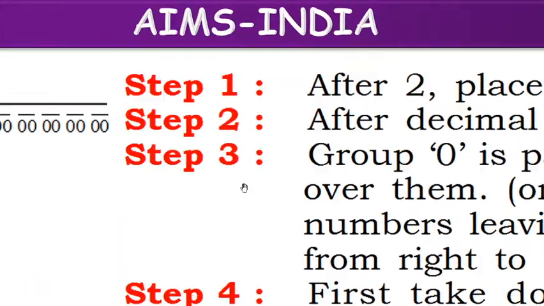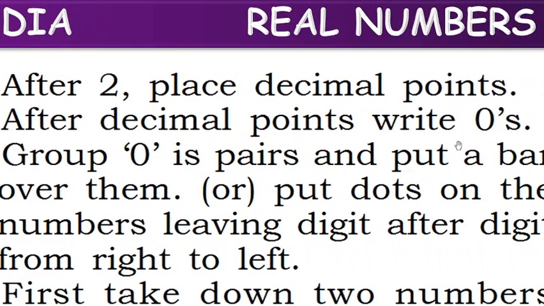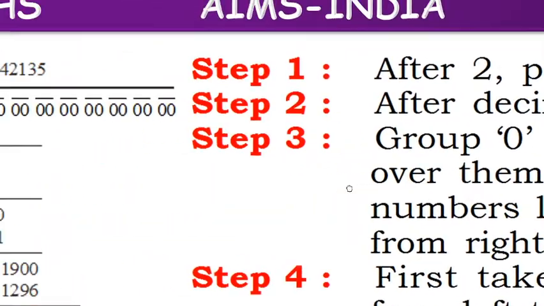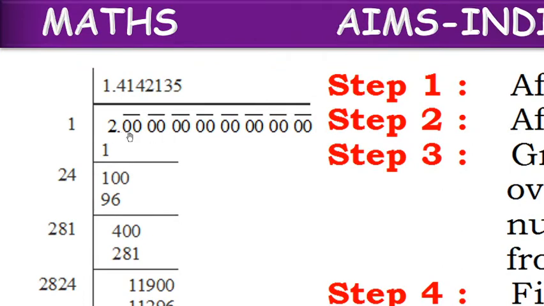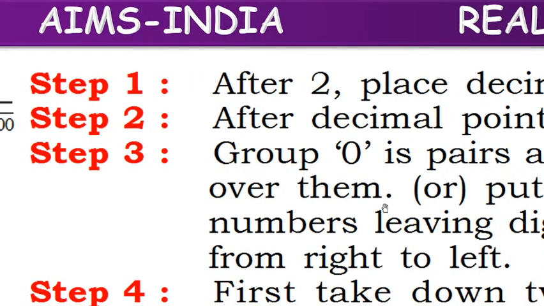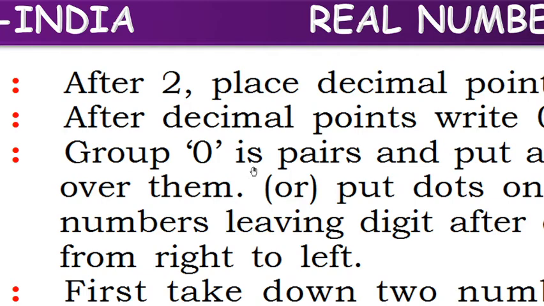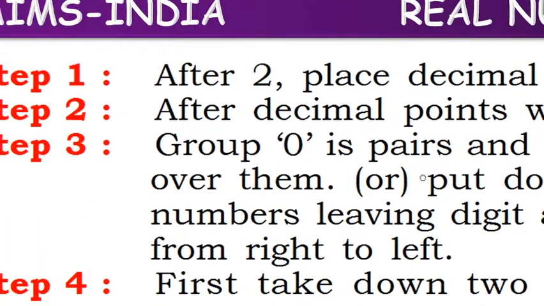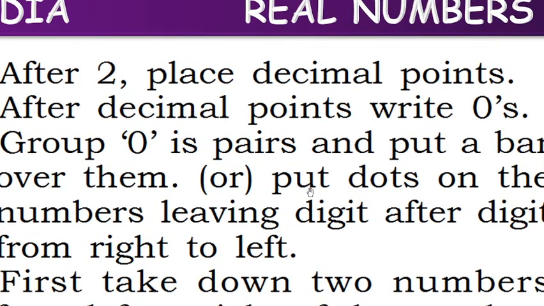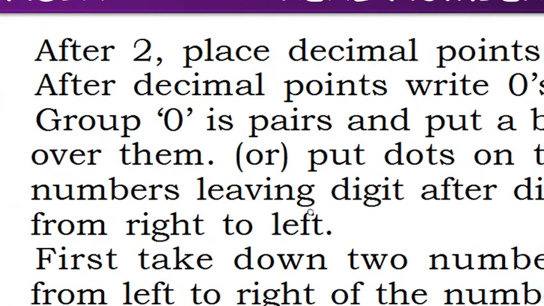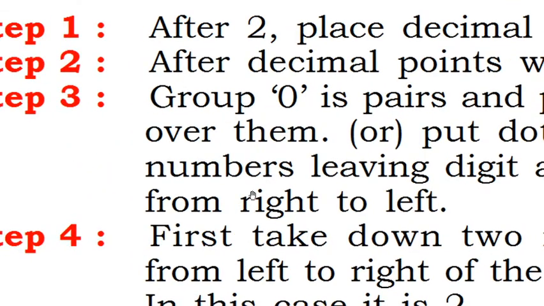After the decimal point, write zeros. We can write as many zeros as we want: 1, 2, 3, 4, 5, 6, 7, 8, 9, 10. Like that we can write zeros. Step 3: group the zeros in pairs and put a bar over them, or put dots on the digits, from right to left.